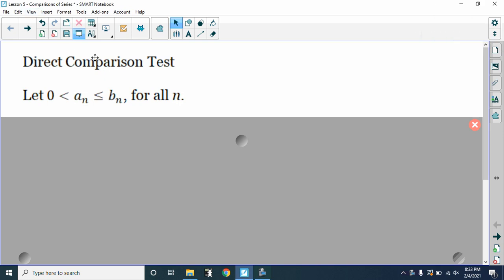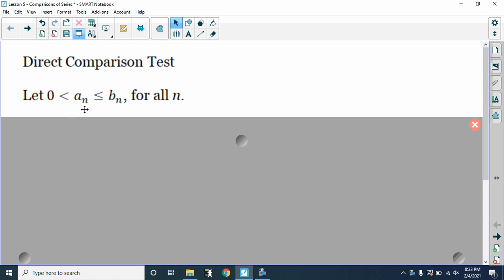This is section 8.4 in your book. It's on comparisons of series. There are two comparison tests that we're going to take a look at in today's lesson. The first one's called the direct comparison test. We are going to directly compare two different series. If we know something about one series, then we hopefully can say something about another series.